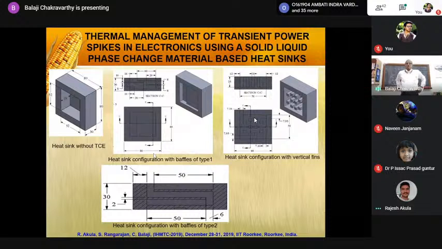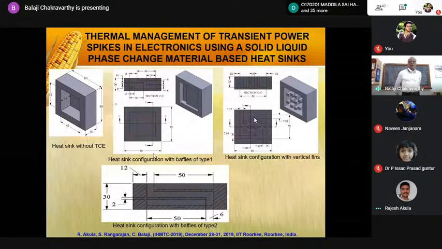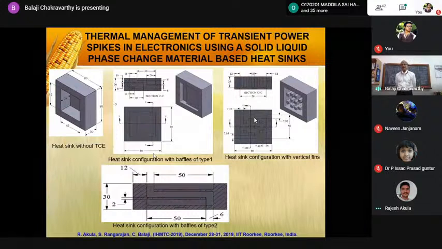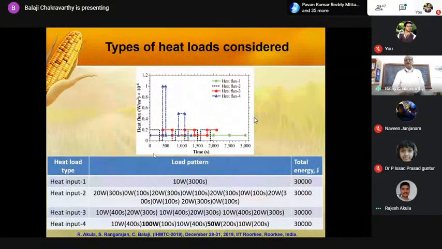Okay, so now what Rajesh did was he considered a heat sink. TC is the thermal conductivity enhancer, that is fin or baffle. Then he considered 2 types of baffles, that is configuration B for Bombay and configuration D for Delhi. The C for Calcutta on the right side is basically the fin configuration. For all these, we considered a spike. We will tell you how the spike is.